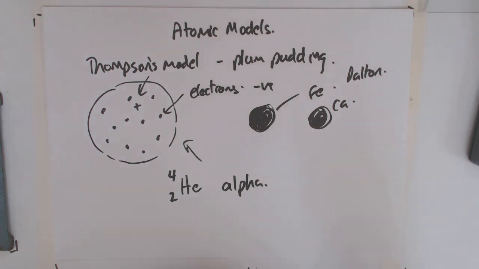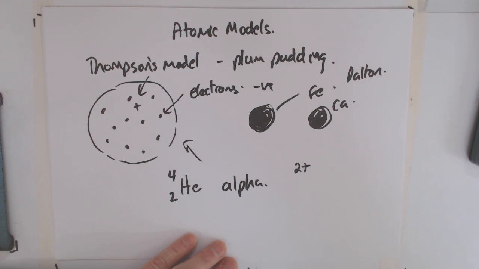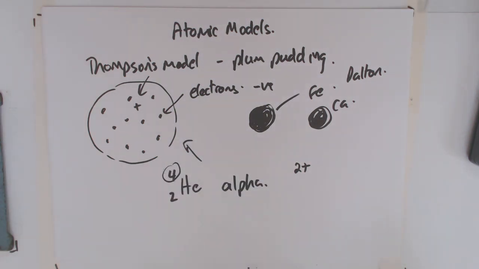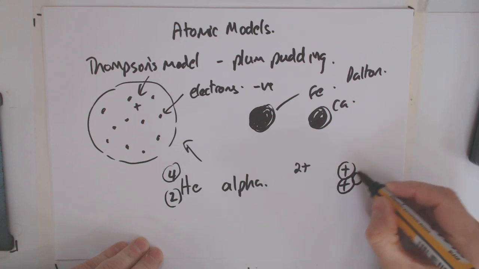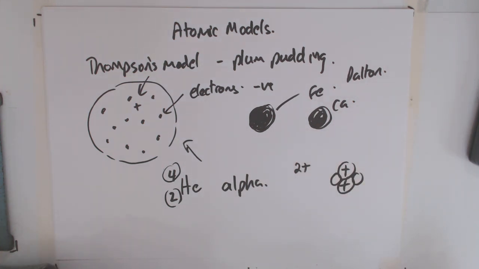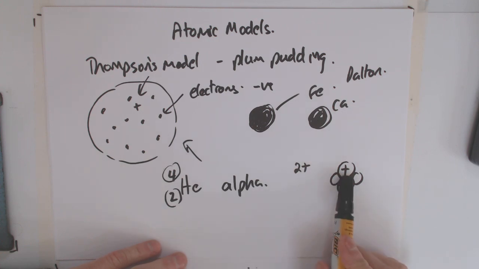So it's got no electrons, so it's a 2 plus charge, 4 mass units, which are protons and neutrons. So an atomic number of 2 means it's actually helium. So it's 2 protons and 2 neutrons together, and no electrons. So it's charged. Charged was important, light was important.